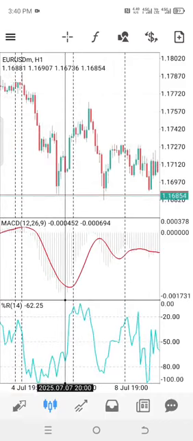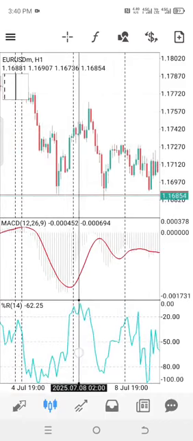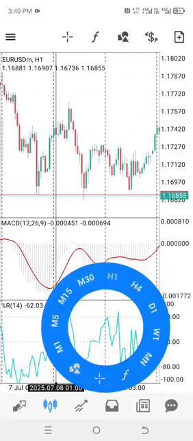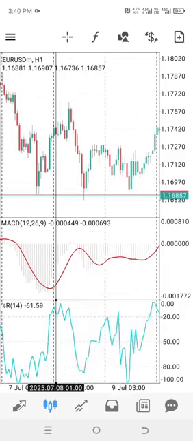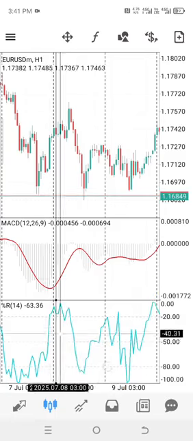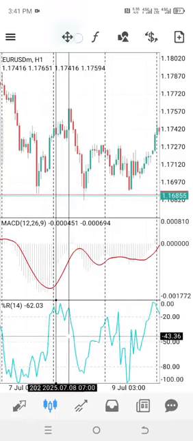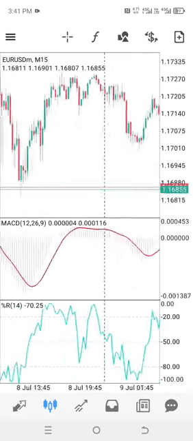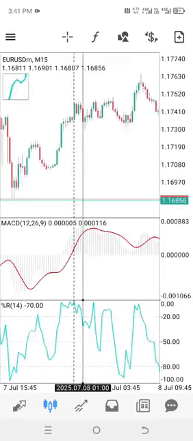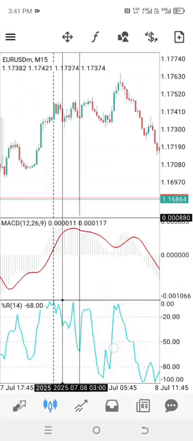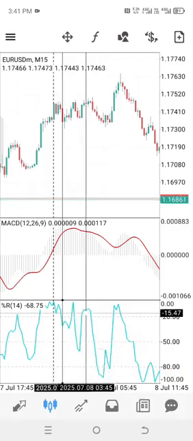So on the H1 time frame, we're going to come here now. Then what do we do? Once we get to the H1 time frame, we'll wait for the Williams percentage range to move above the -50 level. So as you can see, it has moved. Now we go to the M15 time frame. Now on the M15 time frame, what do we do? We wait for the Williams percentage range, like I said, to touch the level -50.